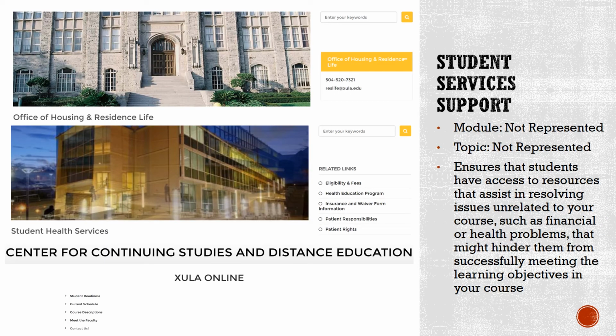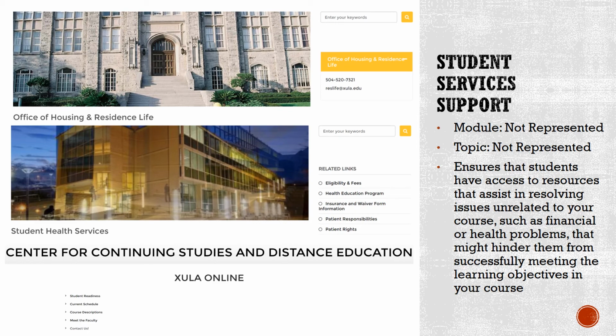Let's take a look at the last type of learner support, student services support. Because you are not the traditional Xavier learner that is one of our students, there are no instances of student services support in the hashtag Lex course. The screenshots you see are from actual student support offices at Zula: the Office of Housing and Residence Life, Student Health Services, and Zula Online. You will find links to these and other student support offices in the Take Action topic of this module.